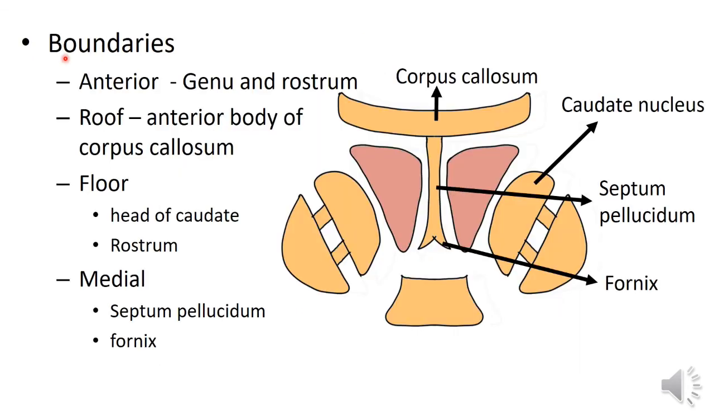As we saw, the anterior part of the lateral ventricle is bound anteriorly by genu and rostrum of corpus callosum, the roof by the anterior part of the body of corpus callosum, the floor by the head of caudate nucleus and rostrum of corpus callosum. The medial wall is bound by the septum pellucidum and fornix.